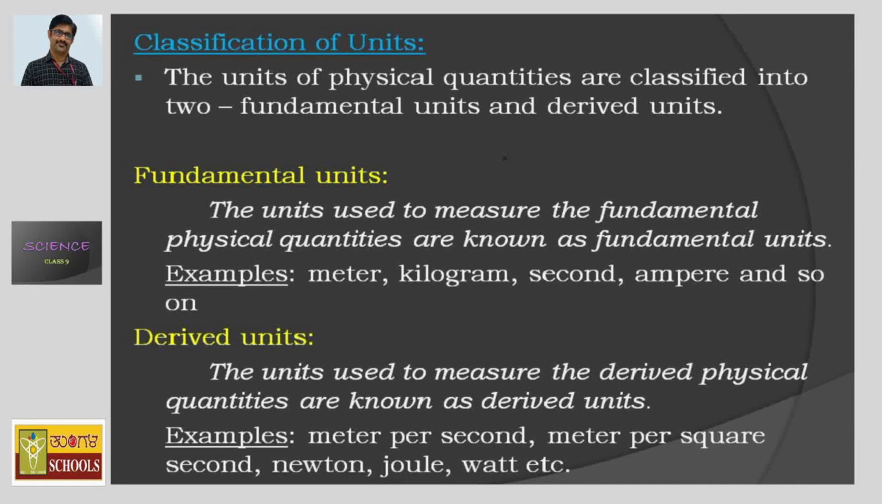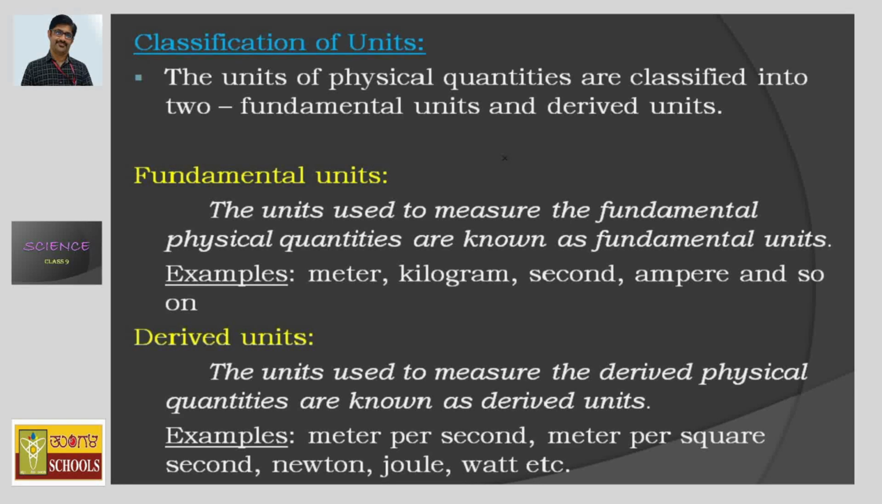Now let's try to classify units of physical quantities. We already took the measurement as Q equals N into U. N means magnitude, U means unit. So we are focusing on that part, that is U, units. The units of physical quantities are classified into two, namely fundamental units and derived units.